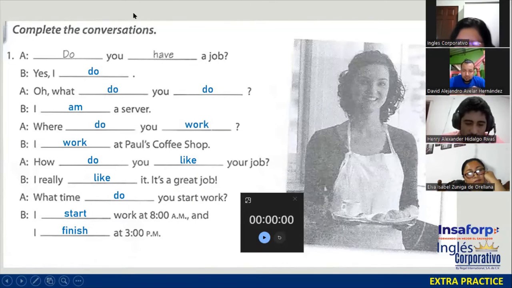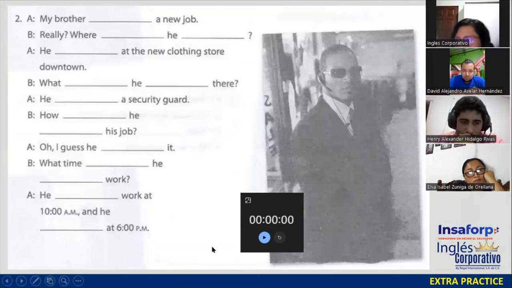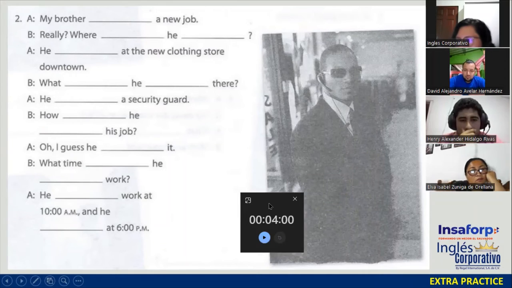Okay. Finished. Preguntas? Questions about the exercise? Okay, very good. Si ustedes se fijan acá, estamos haciendo uso de do because we're talking about you, the subject pronoun you. Now let's move on to the next exercise. This one is a little bit different. I'm going to give you again 4 minutes to complete it. Your 4 minutes begin right now.